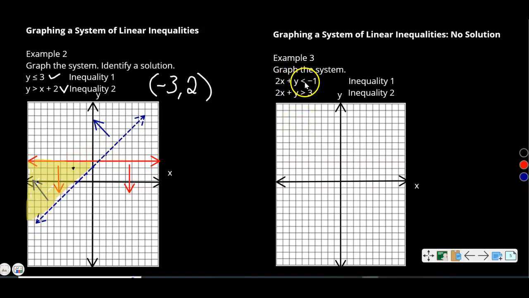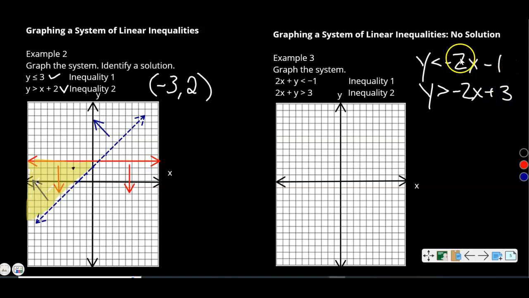All right, example 3, graph the system. So this is in standard form. First thing we need to do is put it in slope-intercept form. So the first equation, I'm going to subtract 2y from both sides. So I'm going to have y less than -2x minus 1. So all I did was take the 2x and subtract it to bring it to the other side so that we have this in slope-intercept form, which is easy to graph. I'm going to do the same thing for the second one. So I'm going to have y greater than. Again, I'm going to subtract the 2x to the other side, and I'm going to have plus 3.